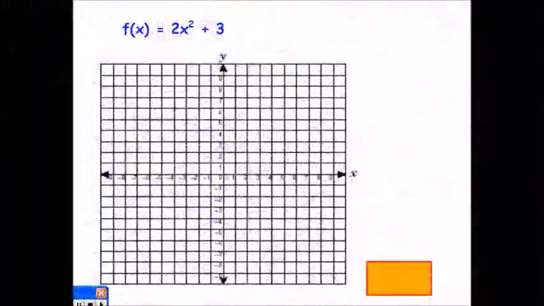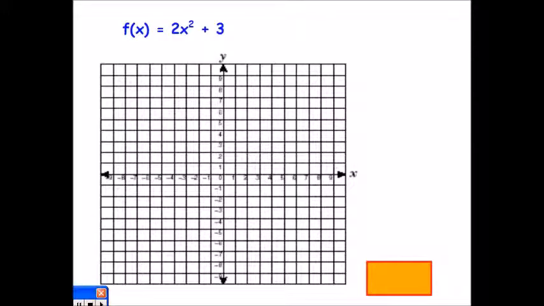Next example, you'll notice that this is standard form, but the BX part is missing. That makes this pretty easy. I pretty much know that my axis of symmetry is going to be the y-axis, and that the vertex is going to be at 0, 3. This is the vertex. Now that happens to also be the y-intercept, so that's not going to be one of my other points because I already have that. So now I'm going to have to find a couple other points.